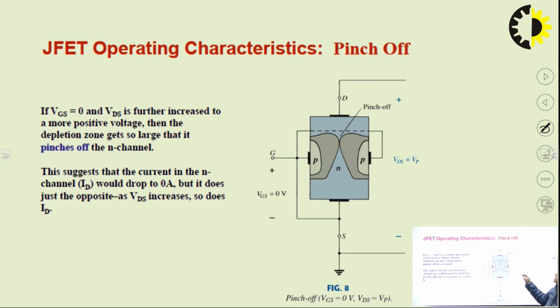After that, this is the operation. This is the pinch off region that is shown in the figure. Pinch off means that if we are increasing the VDS, and this is the ID, at some point the current will become constant. The VDS potential at which the ID becomes IDSS, this is the IDSS current, that is called the pinch off voltage. This VP is the pinch off voltage.